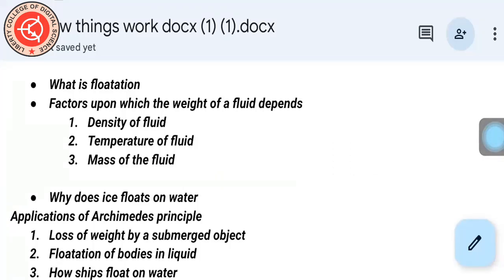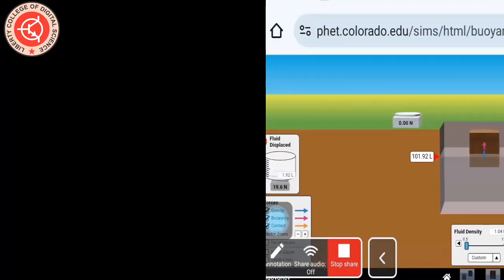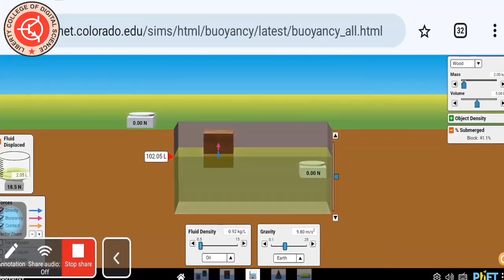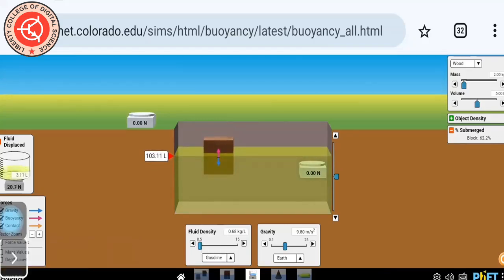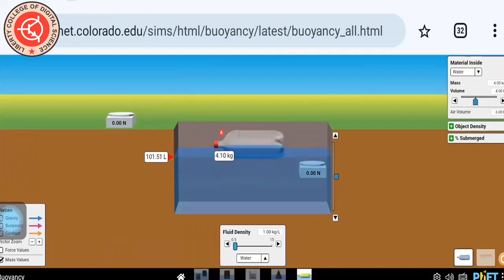Now, the next thing is, why does ice float on water? Because the density of ice is less compared to that of water. So ice, as we are saying, ice is a solid, but it doesn't mean it is denser than water. So what I'm telling you now is that ice is lighter in terms of density compared to water. Therefore, this is the reason why ice floats on water.